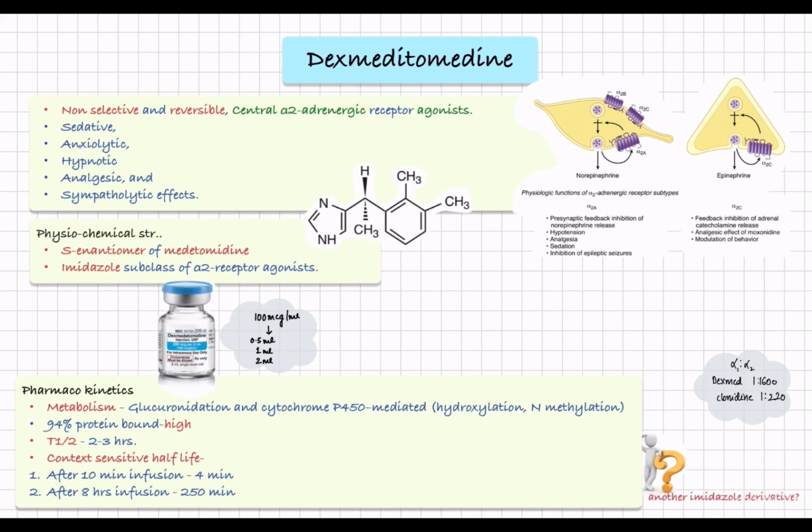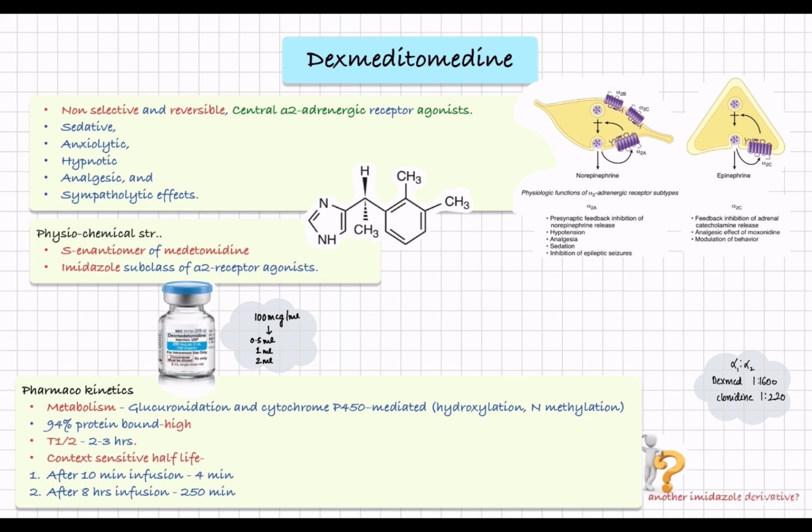Hi guys, today we will be discussing another IV agent, that is dexmedetomidine. It is a non-selective, reversible, central alpha-2 adrenergic receptor agonist. Can you tell me another alpha-2 adrenergic receptor agonist? Yes, that is clonidine. But dexmed has much more alpha-2 affinity than clonidine. The alpha-2 to alpha-1 ratio of dexmed is 1600:1, whereas for clonidine it is 220:1. So coming back to dexmed, it is a non-selective, reversible alpha-2 agonist.